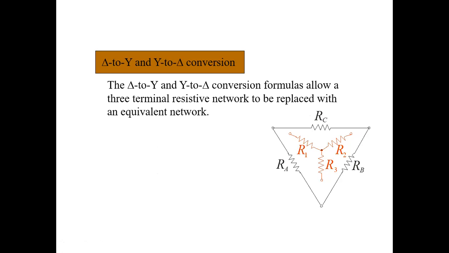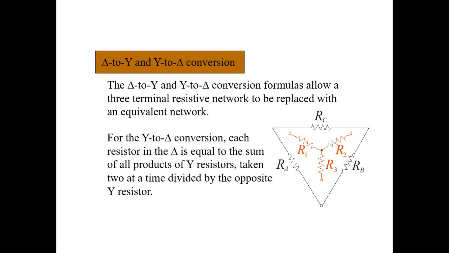And in the opposite form, when we are converting delta to Y and Y to delta, the formulas allow a three terminal resistive network to be replaced with the equivalent network. Firstly, if we have a combination in a Y formation, that is R1, R2, R3, the star formation is present, and we have to make that star configuration into the delta formation.